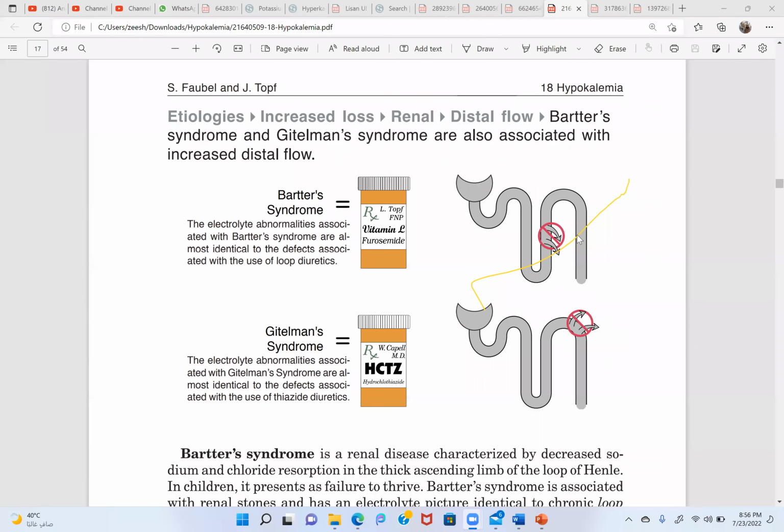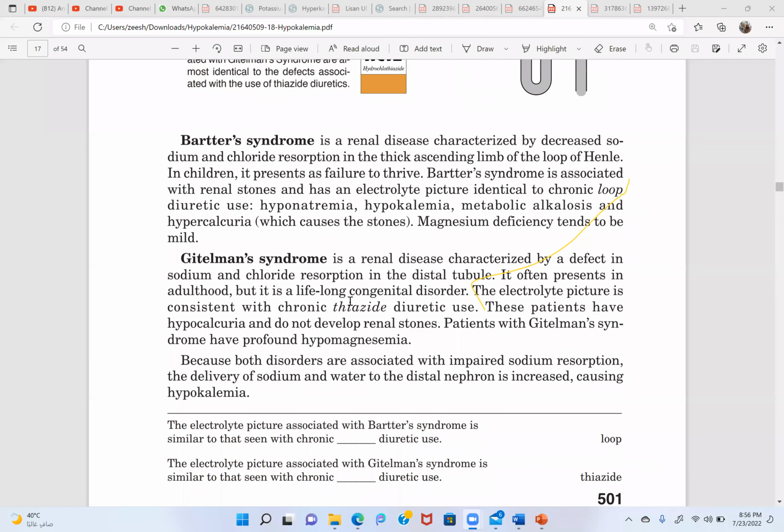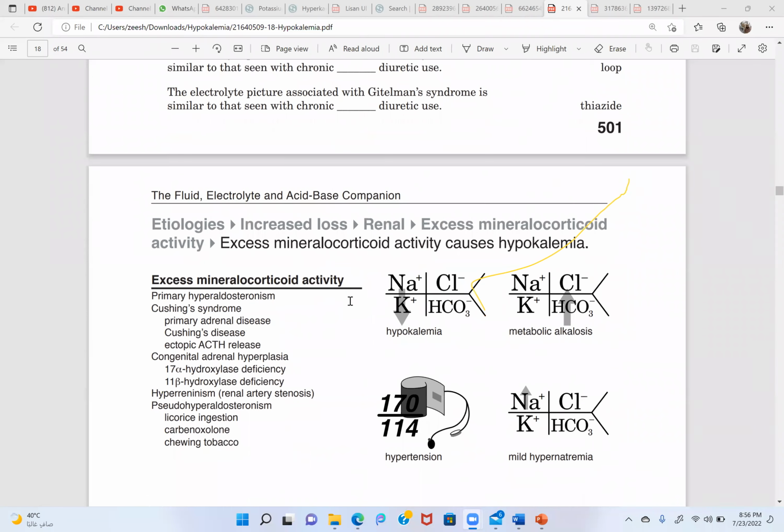Bartter syndrome, as I told you, affects the thick ascending limb of the loop of Henle, and the distal convoluted tubule. So it looks like thiazide and loop diuretics. This may be coming in the MCQ.